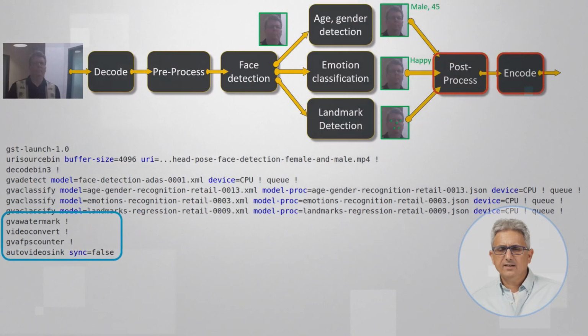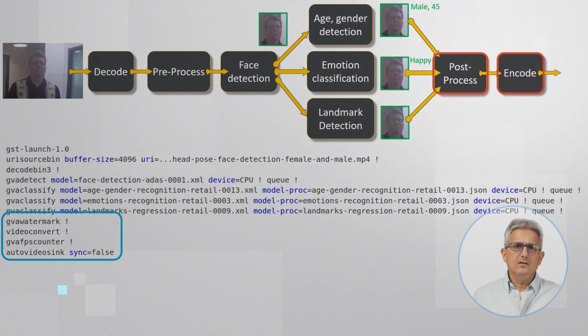Watermark will present all the results on the screen. We convert the video, encode it back, present the FPS on the screen, and present the video. One line of code. If you're asking yourself how to use each of the elements, it's pretty easy.